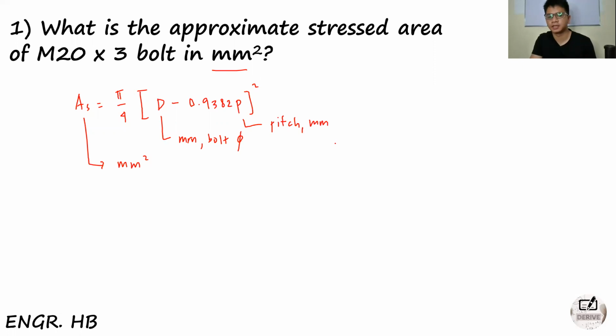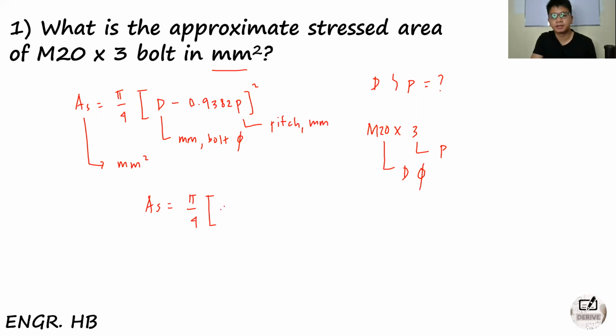Perfect for this question, it's a direct substitution. We just need to find D and P. In metric thread specifications, for M20 by 3, the 20 is the major bolt diameter and the 3 is the pitch. So stress area is equal to pi divided by 4, times (20 minus 0.9382 multiplied by 3), and the quantity inside is squared.